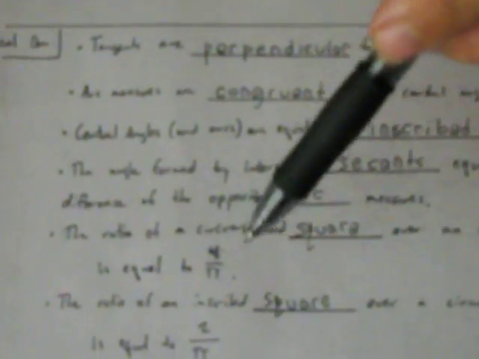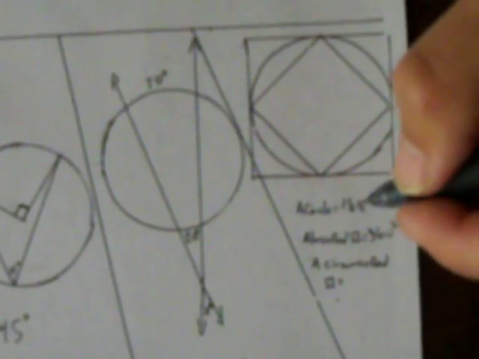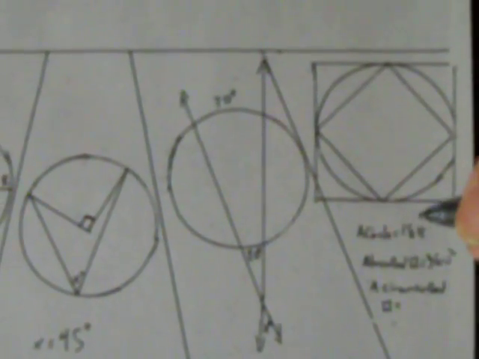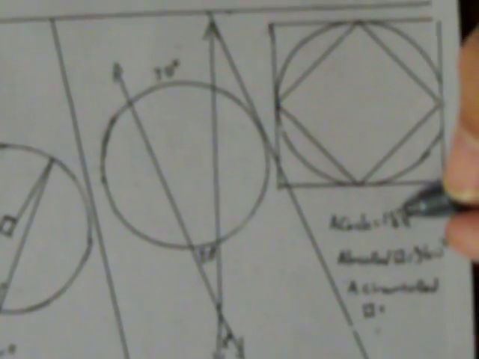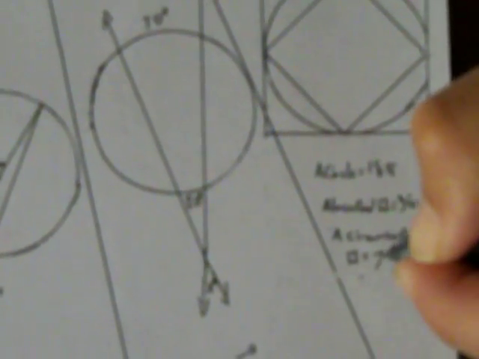So the ratio of a circumscribed square over an inscribed circle is equal to 4 over pi. So again, we go to the circle, which is 18 pi, and we'll replace the pi this time with a 4. So when you divide by pi, you get 18. When you multiply 18 by 4, you get 72 units squared.